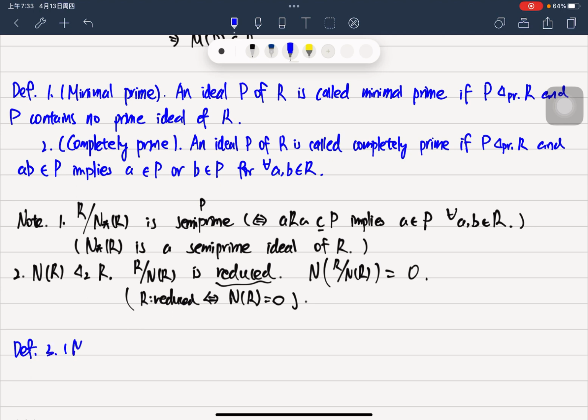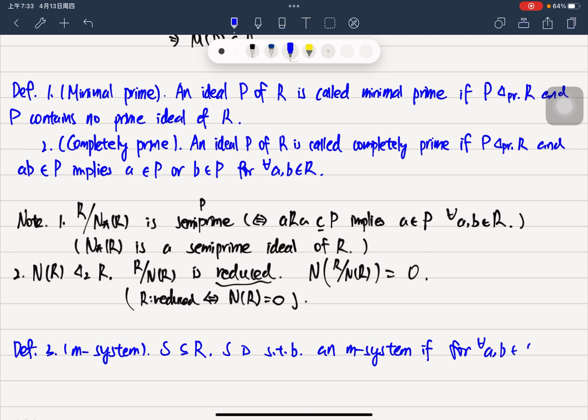Definition 3: M system. Actually, this is a small m. S is a subset of R, and S is said to be an M system if for any A, B in S, there is always an R such that ARB is contained in S.